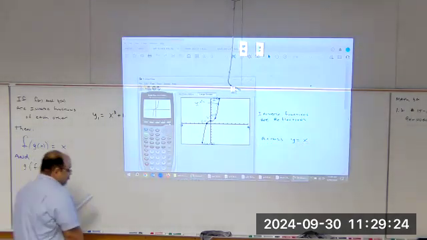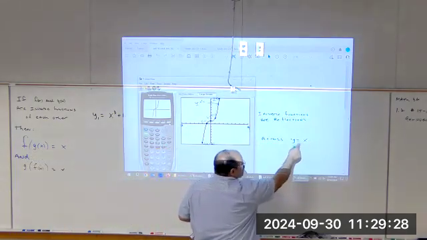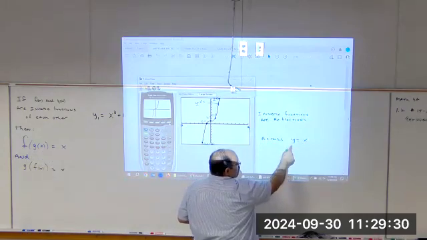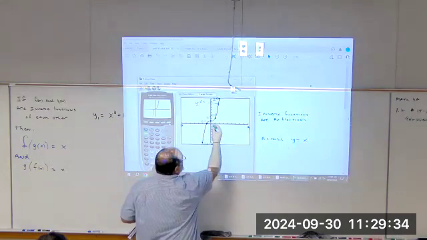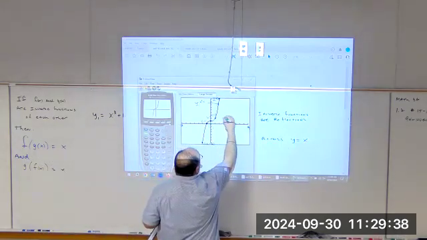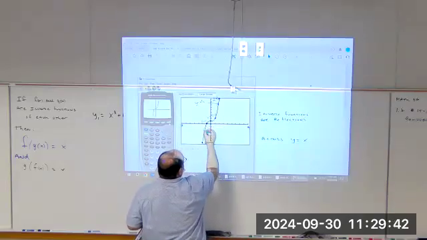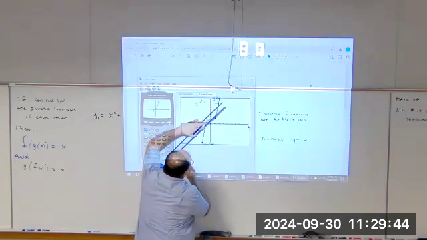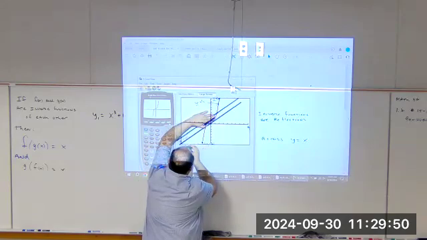Here's y equals x. That means every time x is 1, y is 1. When x is 2, y is 2. When x is 5, y is 5. It's this line right here. 0, 0, 1, 1, 2, 2, 3, 3, -1, -1, -2, -2. It's this diagonal line that goes right like this. So this is the reflection line.